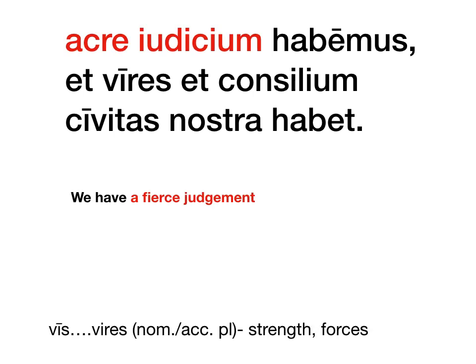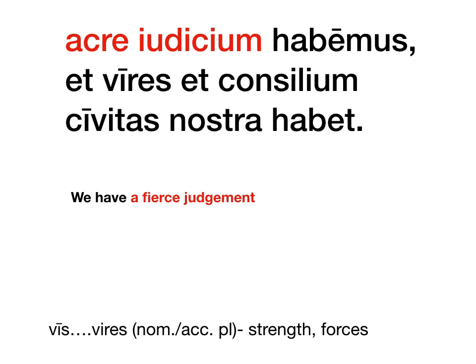All right, so acre iudicium, we get something like a fierce judgment, or a keen or intense judgment. So iudicium, once again, is a neuter third declension accusative in acre. And habemus is first person plural, just like it was in the first sentence. And then the second part, what could this be?